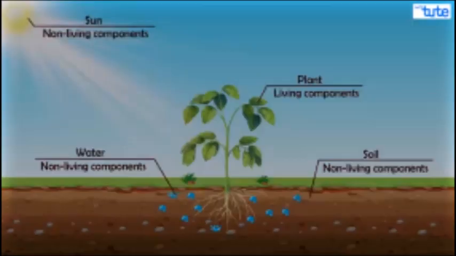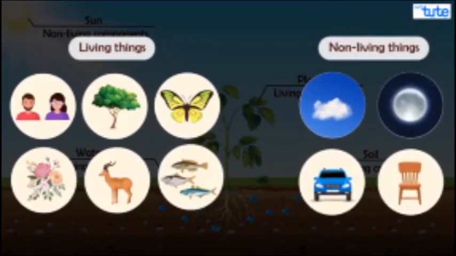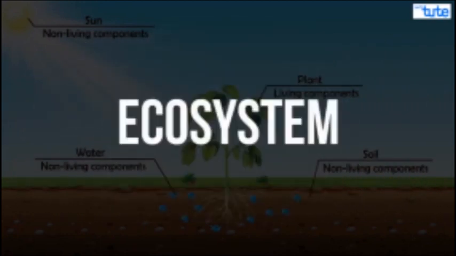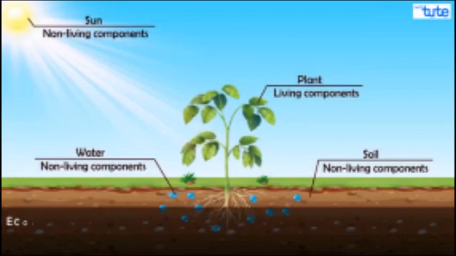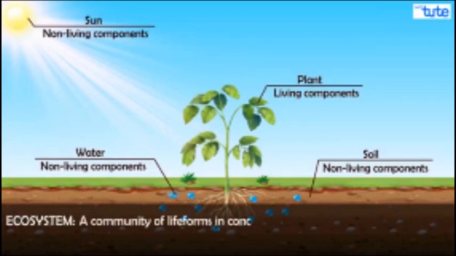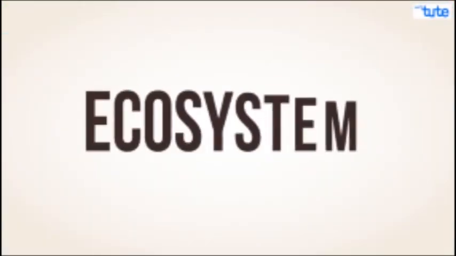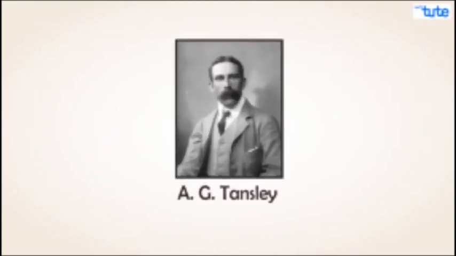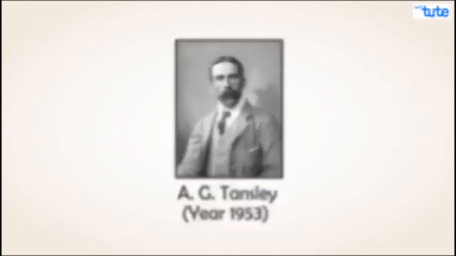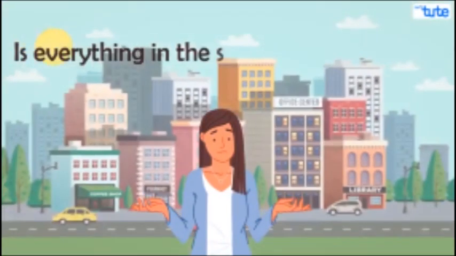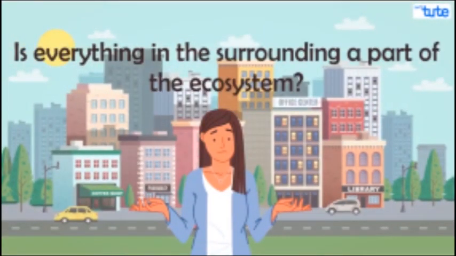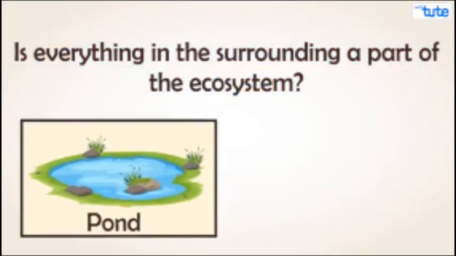In our surroundings, there are many living and non-living things, and they coexist. They constantly interact with each other. This is what an ecosystem is. Ecosystem: a community of life forms in concurrence with non-living components interacting with each other. The term ecosystem was first coined by an English scientist, A.J. Tansley, in the year 1953. So you might be wondering, is everything in our surrounding a part of the ecosystem? Yes, it is. An ecosystem could be anything from a small pond to a large ocean.